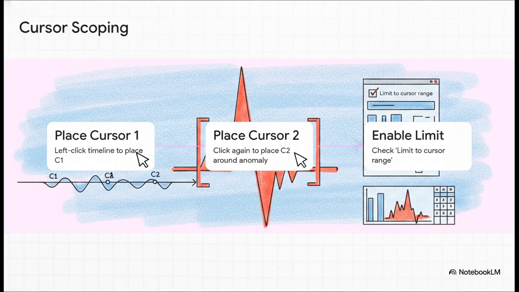It'll even throw a tickless badge if it detects an intentional low-power tickless mode based on large gaps. And there's this step-by-step filtering procedure that is just incredibly powerful. You simply left-click the timeline to drop cursor 1 and click again to drop cursor 2 right around a specific region of interest, say a massive, suspicious load spike. Once you enable Limit to Cursor Range in the Statistics panel, all your metrics, your tables, your charts, they instantly recalculate for that exact window. Scoping your analysis like this completely cuts out all the statistical noise from the rest of the trace.